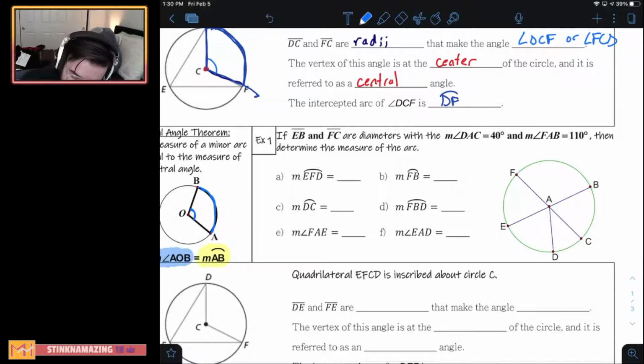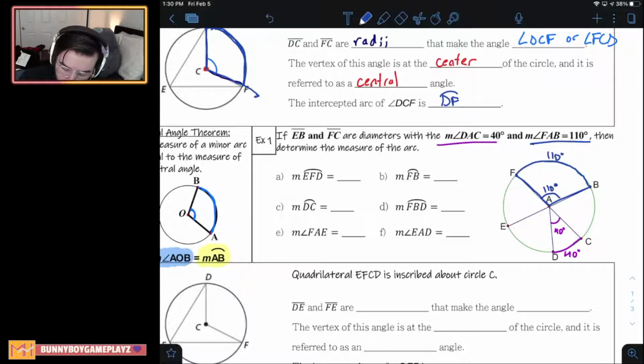So let's solve. We know that angle DAC is 40 degrees. So if we know the angle is 40 degrees, then I immediately know that this arc is 40 degrees because the measure of the central angle and the arc are the same. And angle FAB is 110 degrees. So if this is 110 degrees, then I know the measure of this arc is 110 degrees. So it's our job to determine the rest.